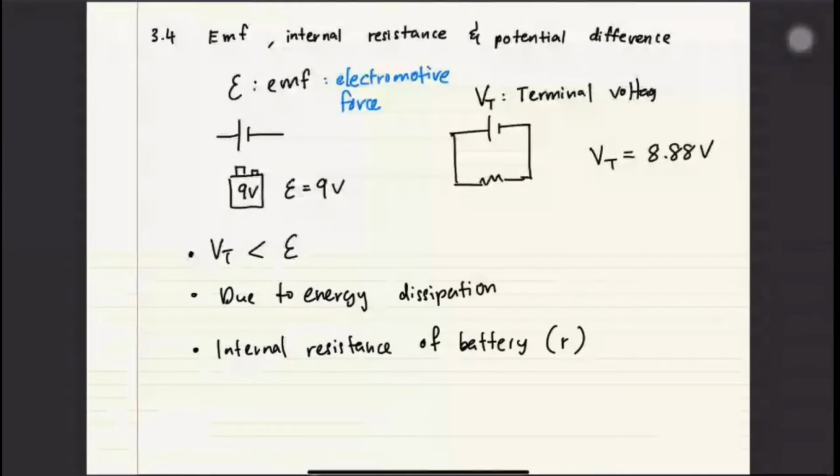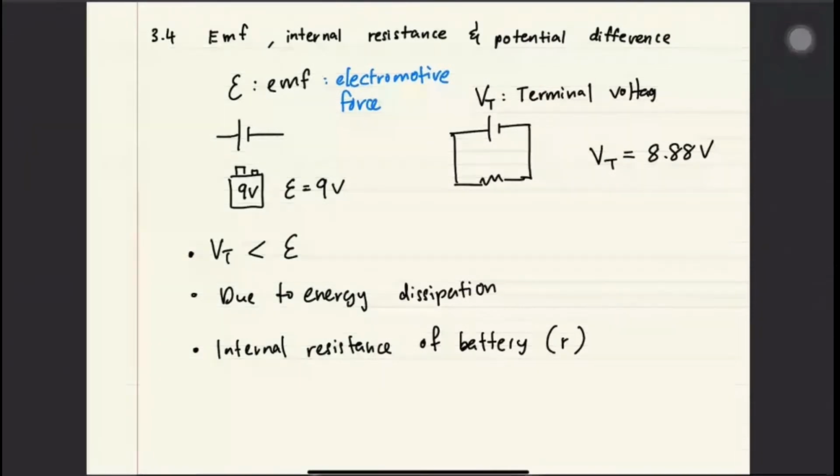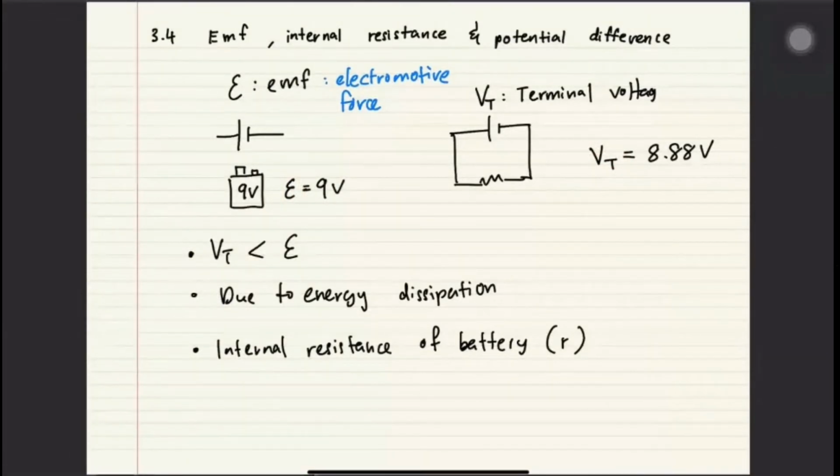So any battery, tak kisahlah dia type apa, chemical ke, apa-apa types lah, dia mesti ada internal resistance. Kecil ke besar, dia still ada. So that's why you have a difference between epsilon dengan VT. Okay, so far you guys understand or not? Understand? Yes, sir. Okay, good, very good.